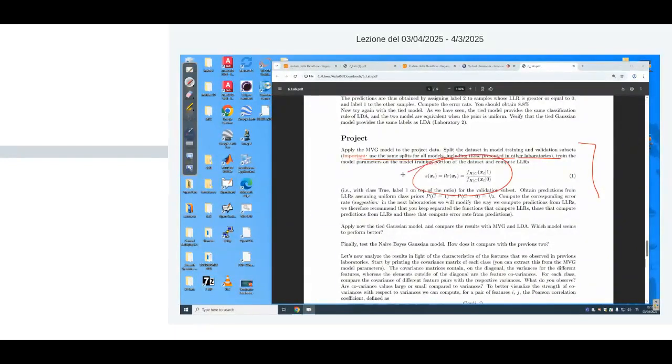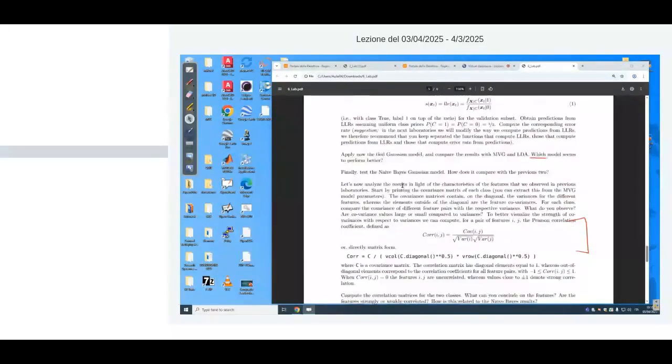These are binary, so the inference we will do just with the log likelihood ratio. You will need to compute log likelihood ratios, compute accuracy for the different models, and start doing some analysis. Some analysis that relates the characteristics of the models with the characteristics of the data and the results. For example, you will see that tied, we're saying, should perform like LDA, and then MVG will have different results. We will try to understand why, and we will also try to understand the results of the naive Bayes. So the first thing here will be the analysis of the naive Bayes.